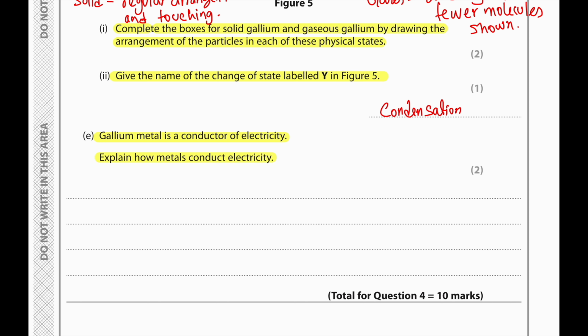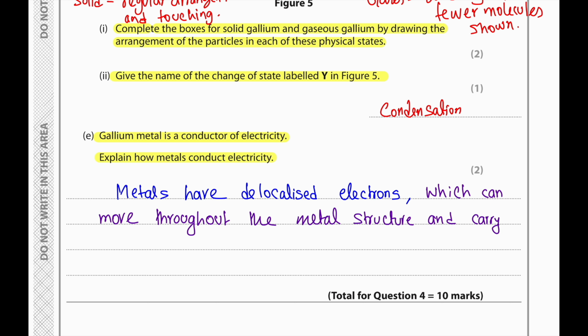So the answer is very simple. It comes from the definition of metallic bonding. Metals have delocalized electrons, and these delocalized electrons can move throughout the structure and they can also carry charge. So the answer can be written: metals have delocalized electrons which can move throughout the structure carrying charge. The main marking points are delocalized electrons, and that the delocalized electrons can move.